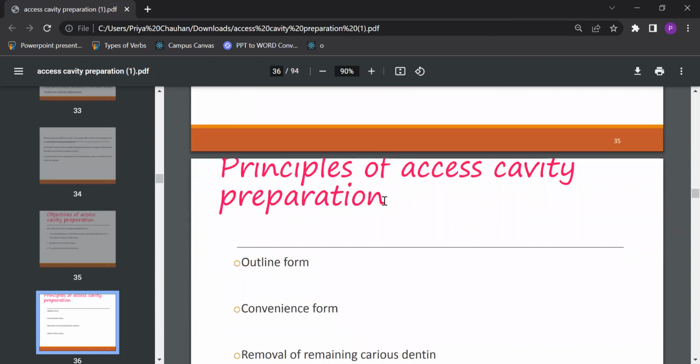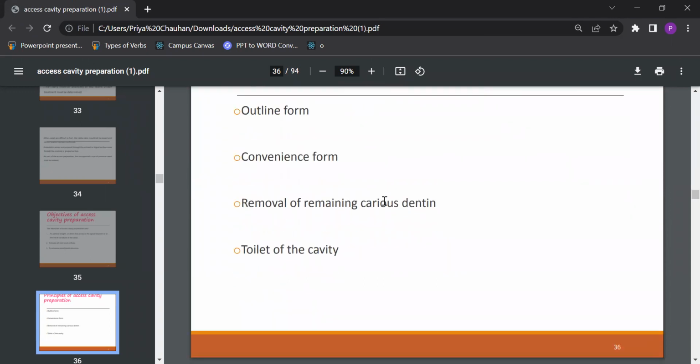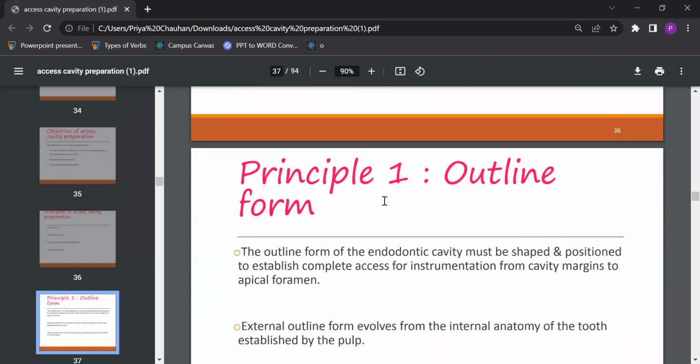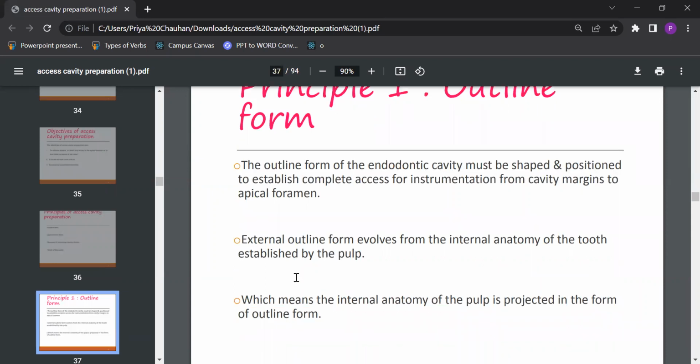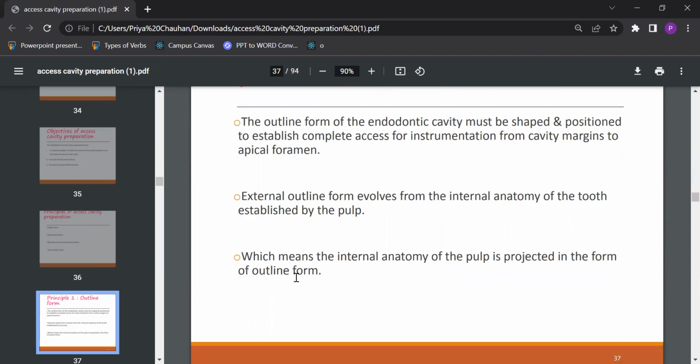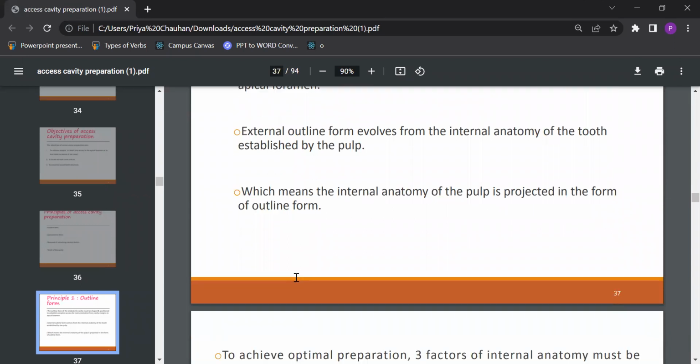So principles of access cavity preparation: first is outline form, convenience form, removal of remaining caries or dentin, and toilet of cavity. First principle is outline form. The outline form of the endodontic cavity must be shaped and positioned so that it establishes complete access for the instrumentation from cavity margin to apical foramen. The external outline form evolves from the internal anatomy of the tooth established by the pulp, which means the internal anatomy of the pulp is projected in the form of outline form.